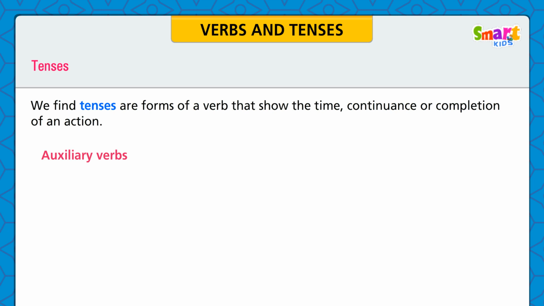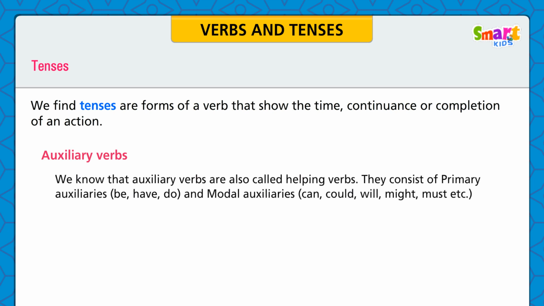Let us know the auxiliary verbs. We know that auxiliary verbs are also called helping verbs. They consist of primary auxiliaries be, have, do, and modal auxiliaries can, could, will, might, must, etc.